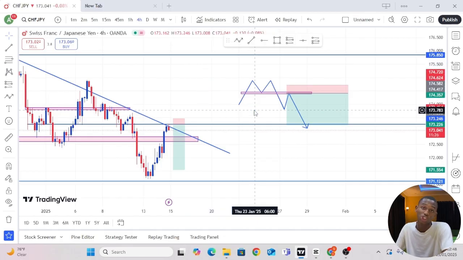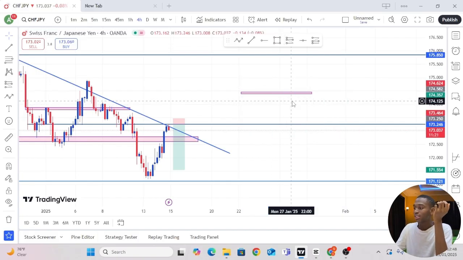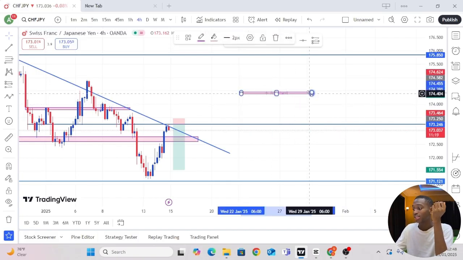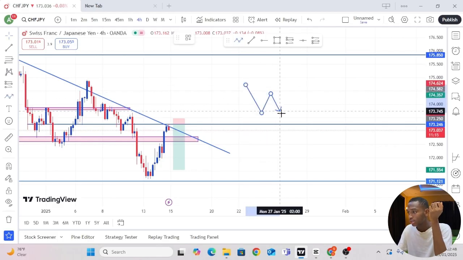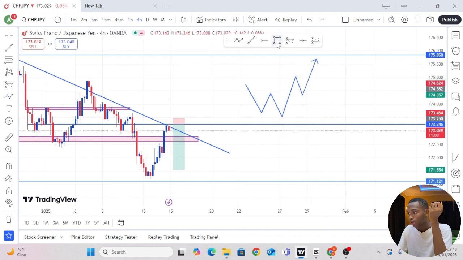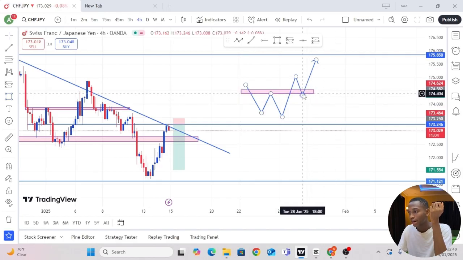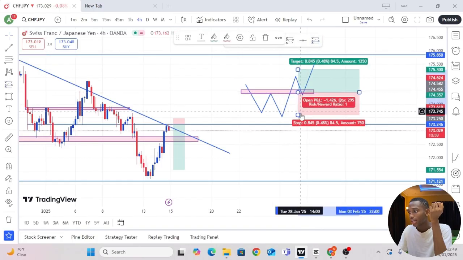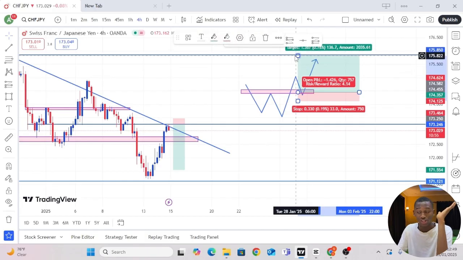Forgive my drawing. I know it's shady, but I'm trying to make it quick so you're going to understand. So that is for a double top. A double bottom is this, it is like a W, then it comes here to retest, and we take it to the upside. So this is the neckline. So from the neckline, that is where you're meant to be entering a long position to the upside, and I believe it makes sense. That's just how it is.